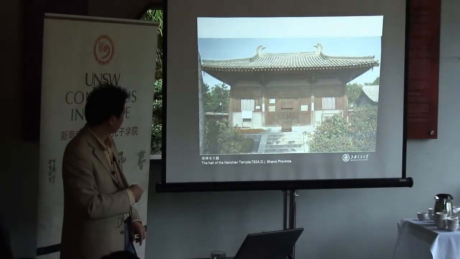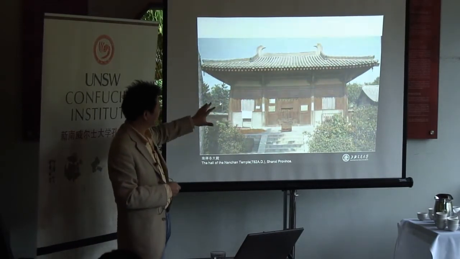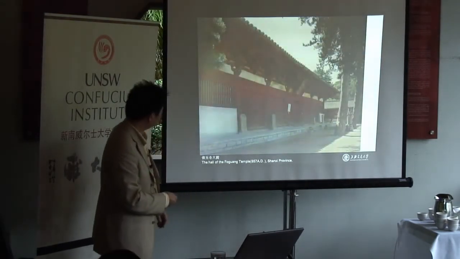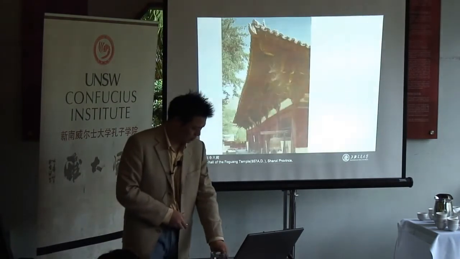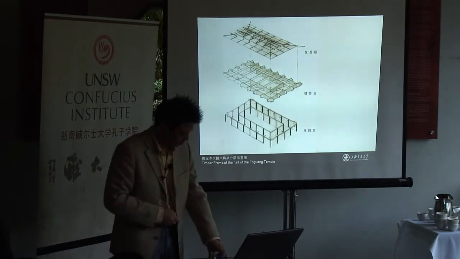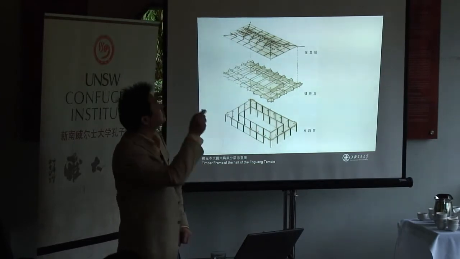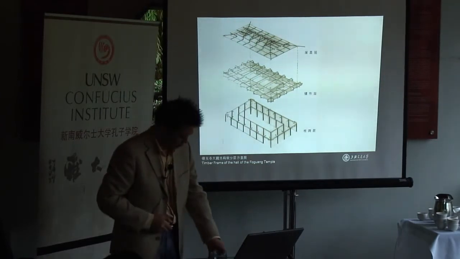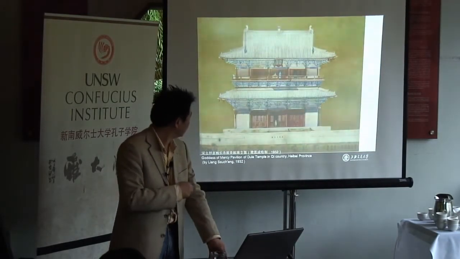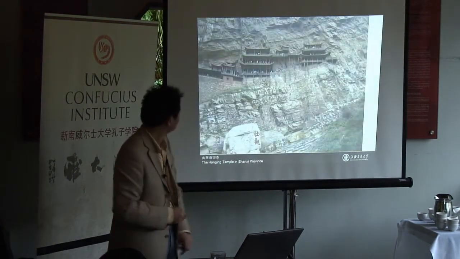This is the Tang Dynasty Nanchan Temple. This one is the oldest temple in China till today. It's Foguang Temple. This is timber structure. These corners, this is the puzuo, layers of beams. This is the roof. Dule Temple, the elevation of the temple. Xuan Kong Temple.